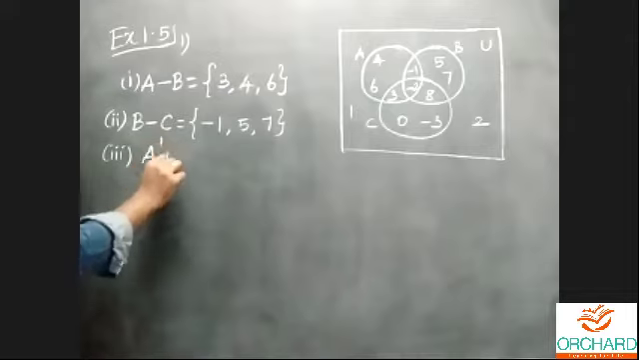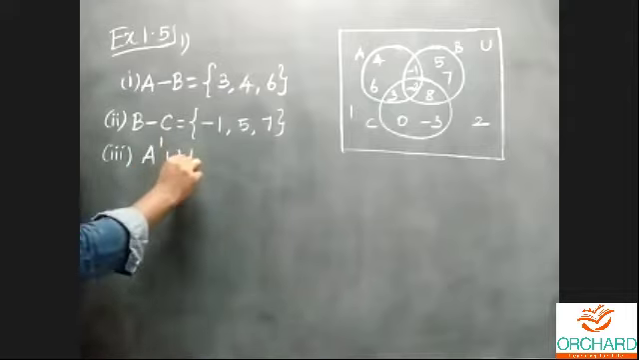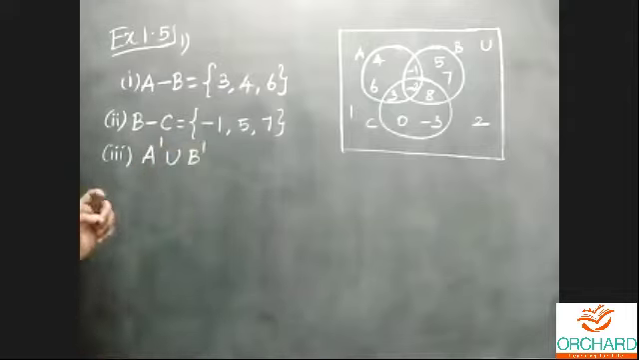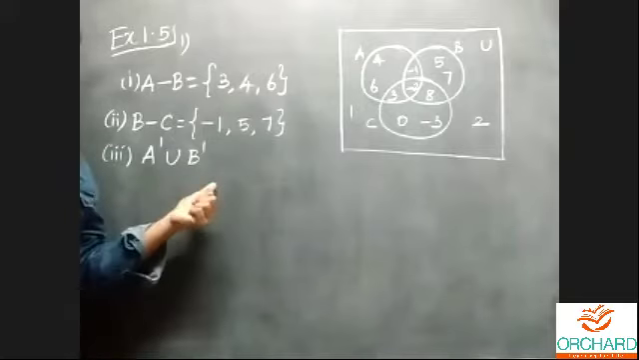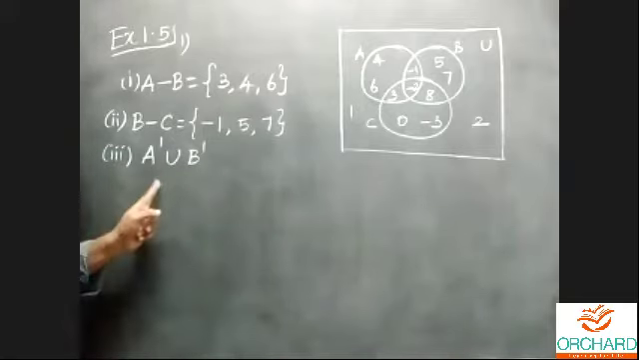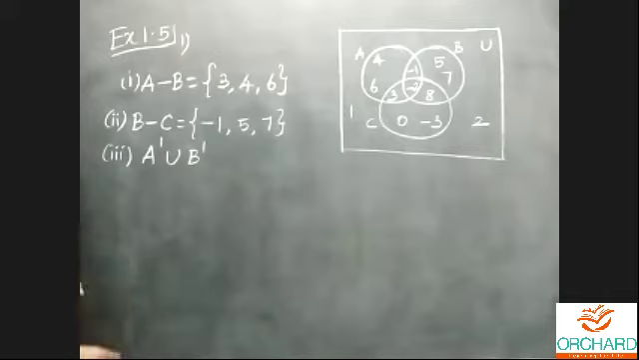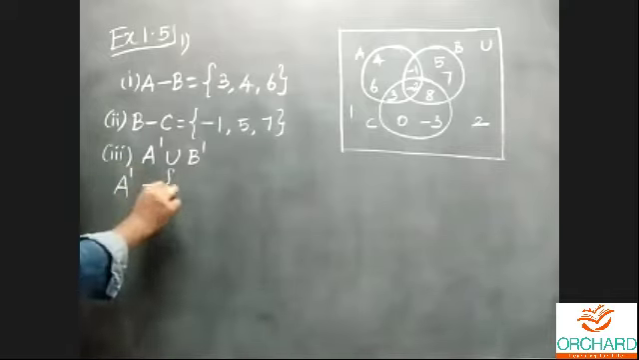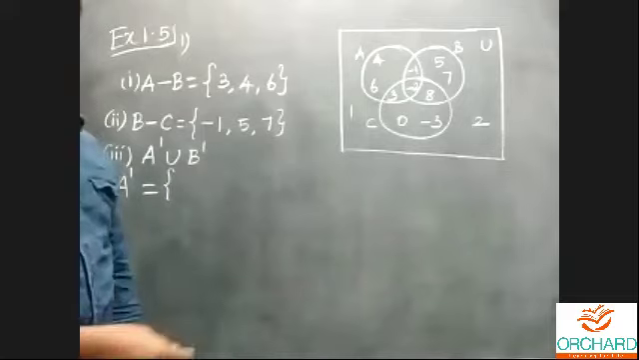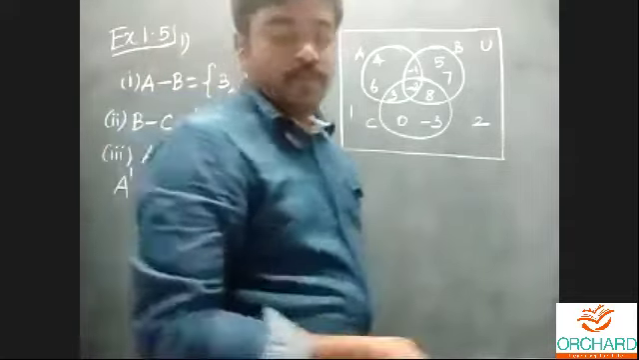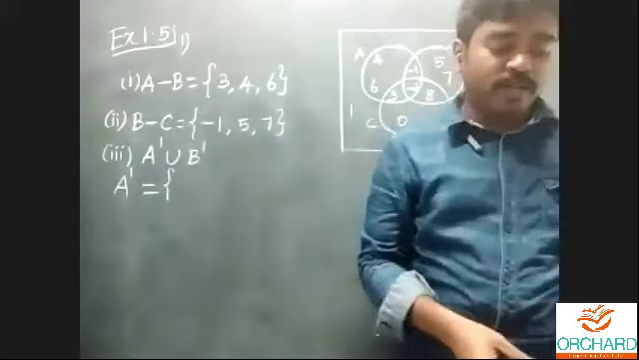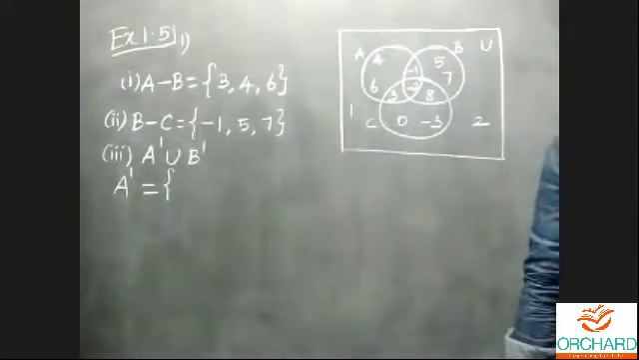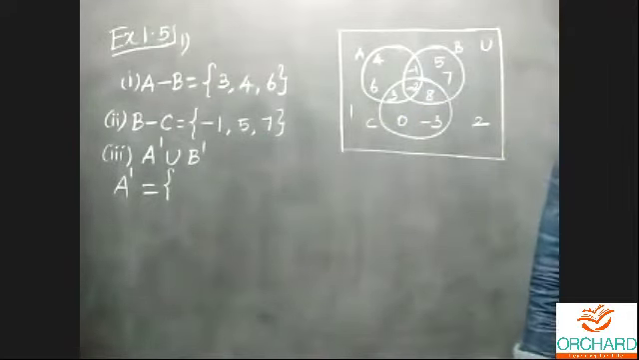A dash union B dash. First, you don't know what A dash and B dash are, so for the third subdivision, first identify what A dash and B dash are. What is meant by A dash? The complement of set A.